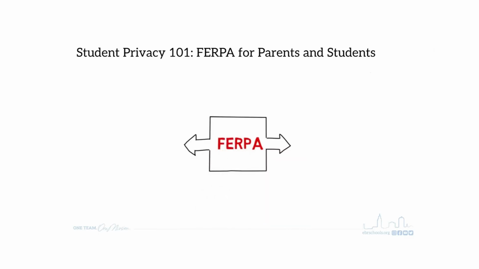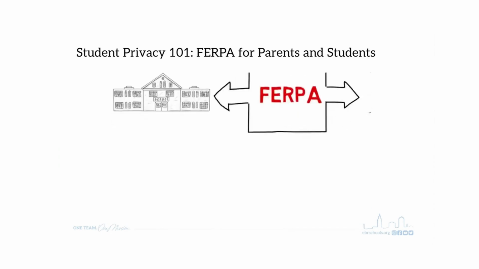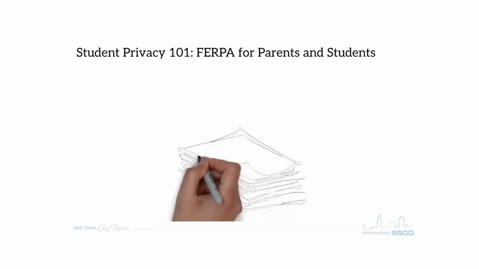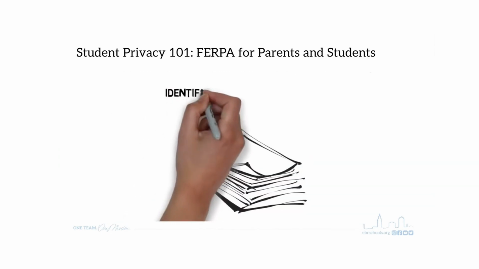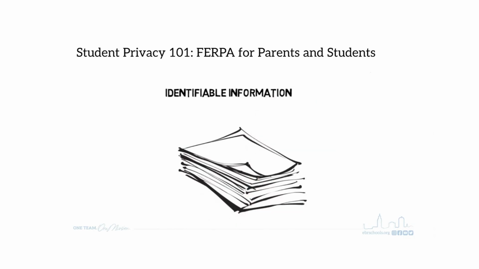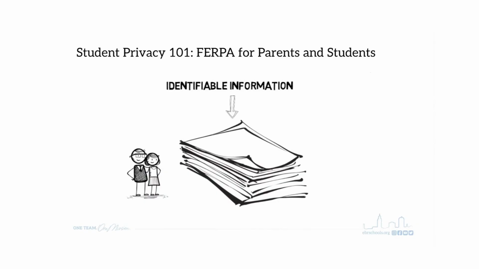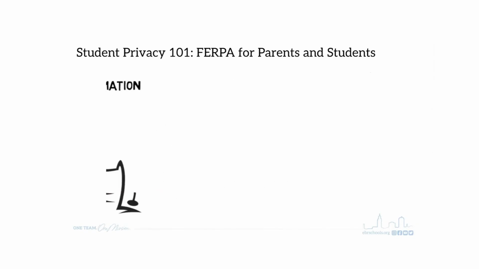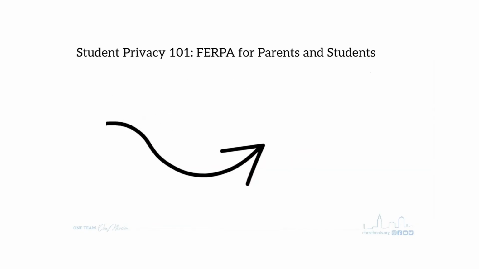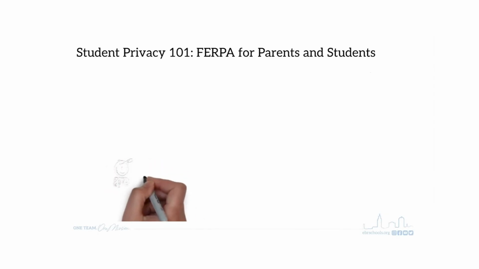You see, FERPA is a federal law that applies to most schools, colleges, and universities. It's meant to protect all that identifiable information about students in records that are kept by schools, and it provides the right for you to access that information, to seek to correct it, and generally to consent to its disclosure. Let's take a closer look at what that means.